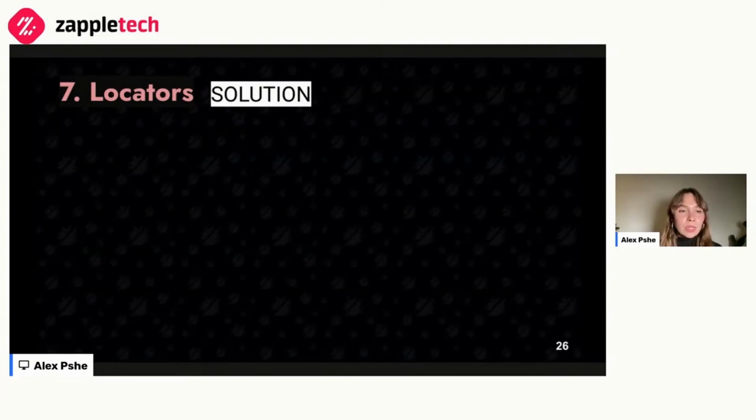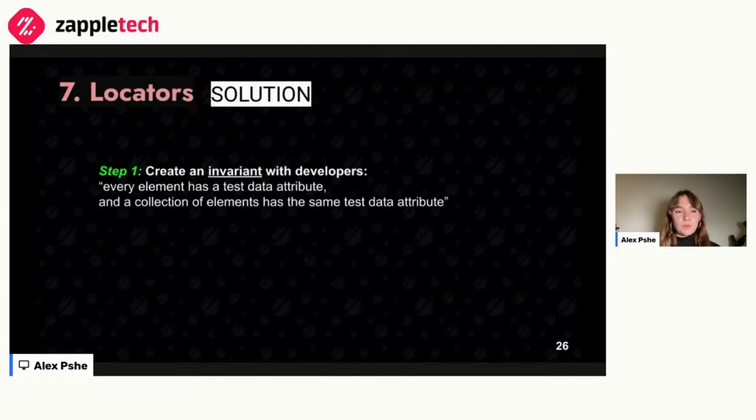So how can we do it? First of all, create an invariant. We can work with developers on only this particular statement: every element has a test data attribute, and every collection of elements has the same test data attribute. So it's just the rule, and we must follow it because all of us as a development team want to create tests as stable, as efficient, as useful as possible. So it's our mission. So let's try to do it.